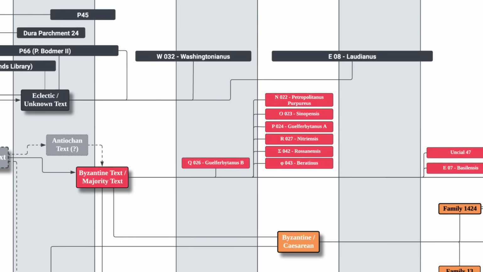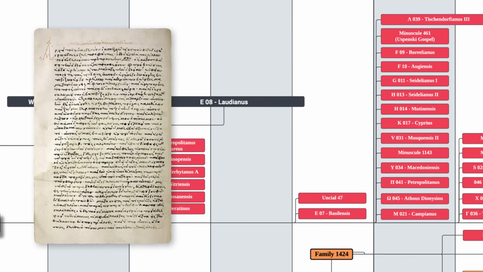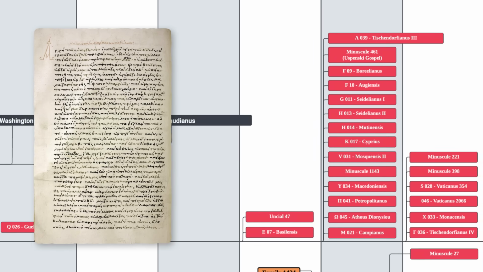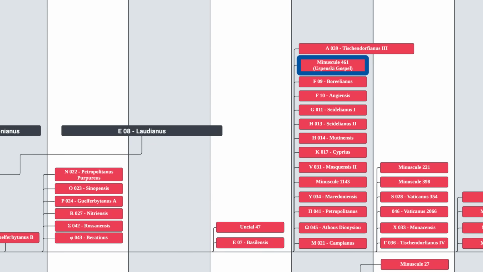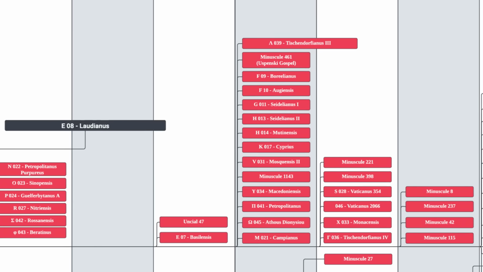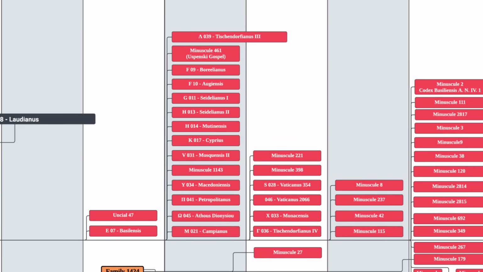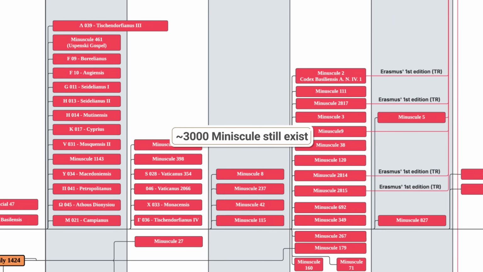Eventually, uncial manuscripts gave way to minuscule manuscripts, which are those written in a cursive lowercase script. An early example is minuscule 461, which is unique in that it also has a date written on it, 835 AD. You see, usually scribes didn't date their work. Instead, scholars have to figure out the date based on the material and writing style used. Between the year 1000 and the year 1500, lots of these Byzantine-type minuscules were made, and in fact, around 3000 still exist to this day.